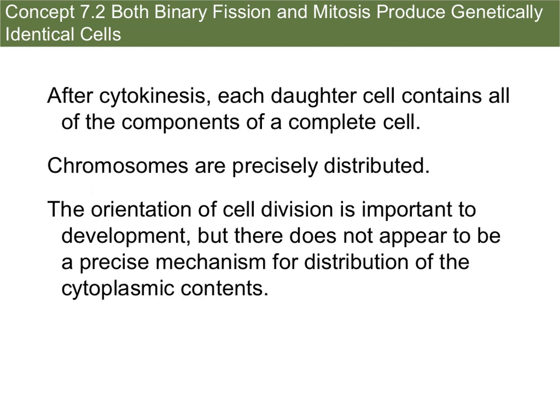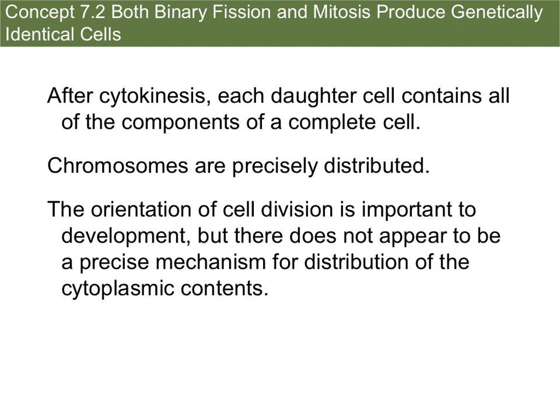So after cytokinesis, we end up with two daughter cells that each contain all of the components of the complete cell. They have their own set of DNA and they have their own copies of organelles and everything that they need to be a complete functioning cell.